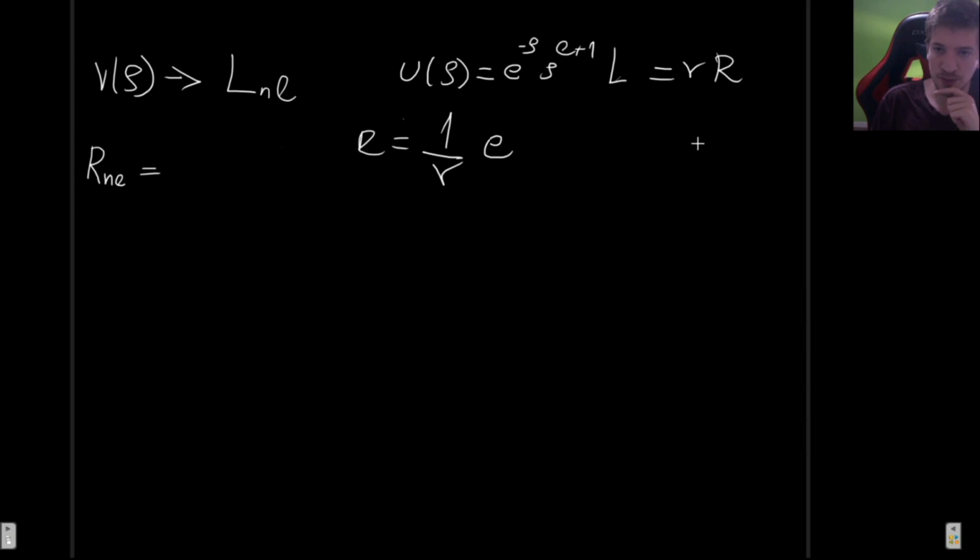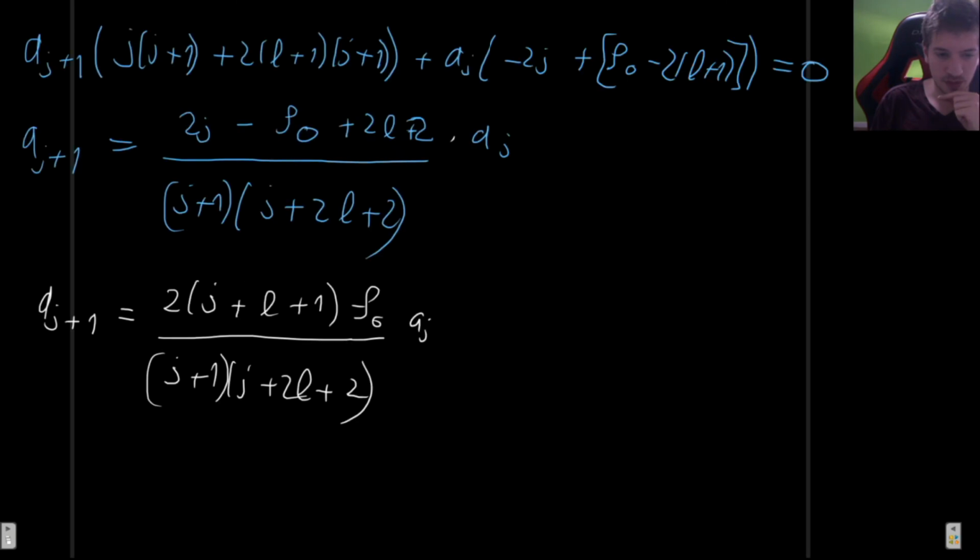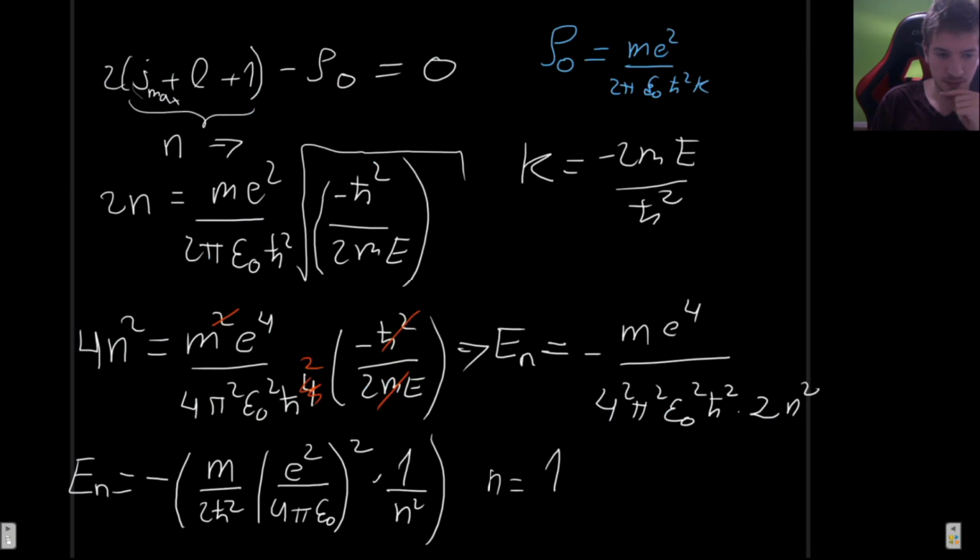But instead of rho, remember rho, what was it? Rho was actually, I think it was kr, right? But we can actually rewrite k now as well. So k was the square root of minus 2mE divided by h bar squared. But now we have even determined what the energy levels are. Where was it again? Here it is. We determined what the energies are.